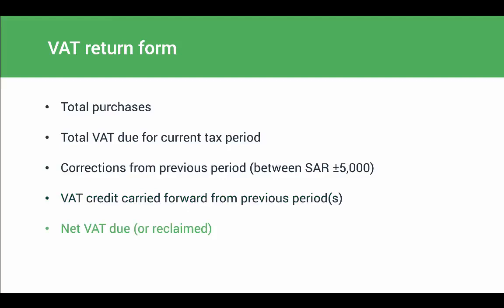Net VAT due or reclaimed. The total amount of VAT due or reclaimed for the current tax period should be mentioned here. Any negative amount is VAT claimed that could either be refunded or carried forward for subsequent periods. So that's all about the 16 boxes of the VAT return report.